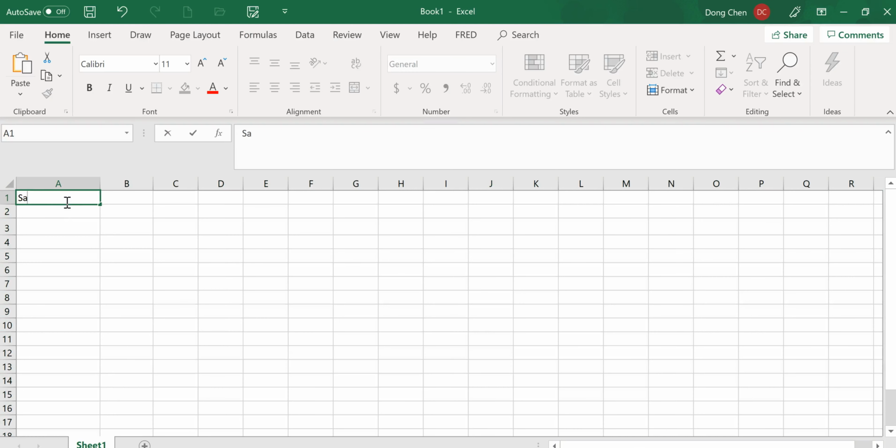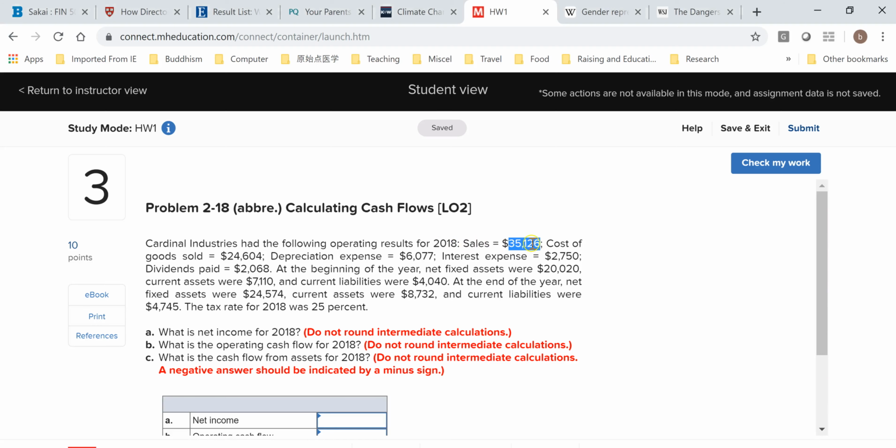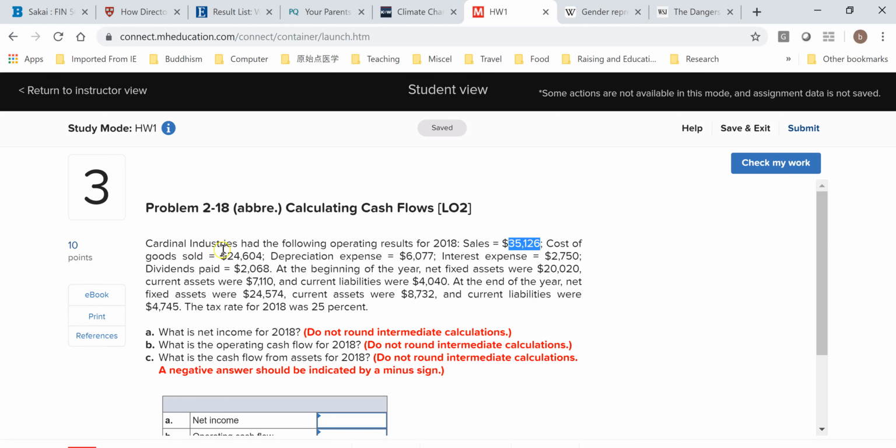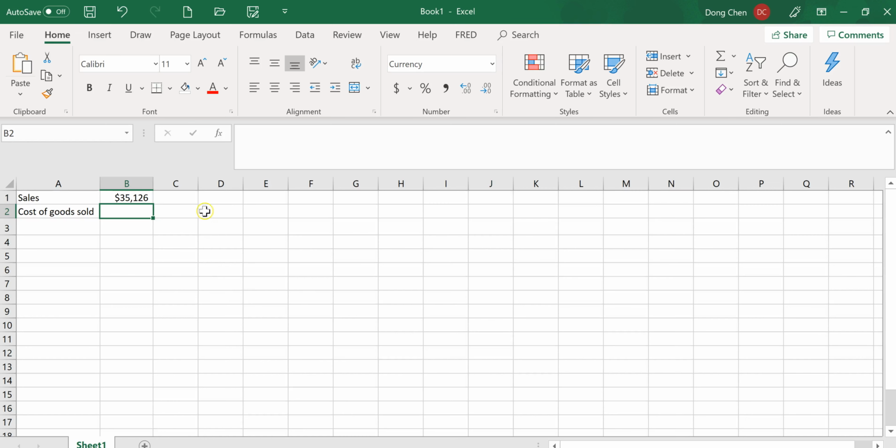So just find the number from the setup. The sales is right here. So that's my sales. And then the next item is cost of goods sold. That's here. And then the next item is depreciation. I think that's right here. So just copy that number.